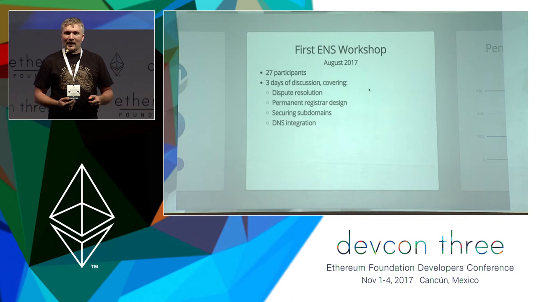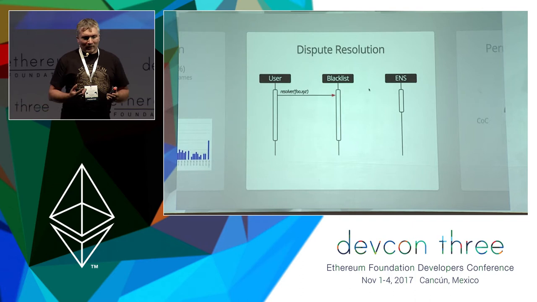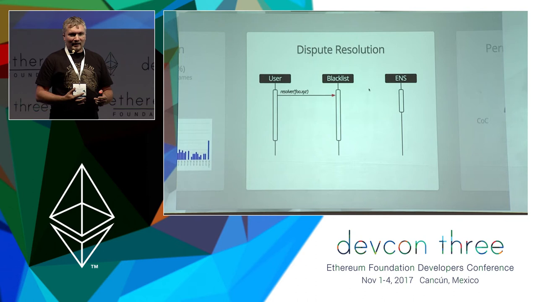So the first topic that we discussed quite extensively was dispute resolution. ENS, with the interim registrar on .eth, has no built-in dispute resolution mechanism. And this was a deliberate choice because we wanted to build the simplest possible registrar to get things started and then learn from the experience in order to build a better permanent registrar.